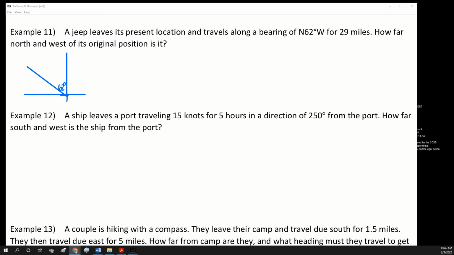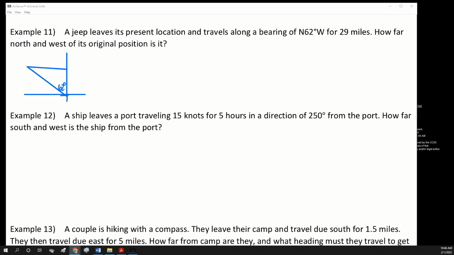Now, I know in the last packet I preached and preached and preached that you always draw your triangle to the x-axis. Always, always, always. And you needed to on that packet. On this one, it doesn't really matter. If I was doing this problem, I would just make my right triangle include 62 degrees. It doesn't really matter today.